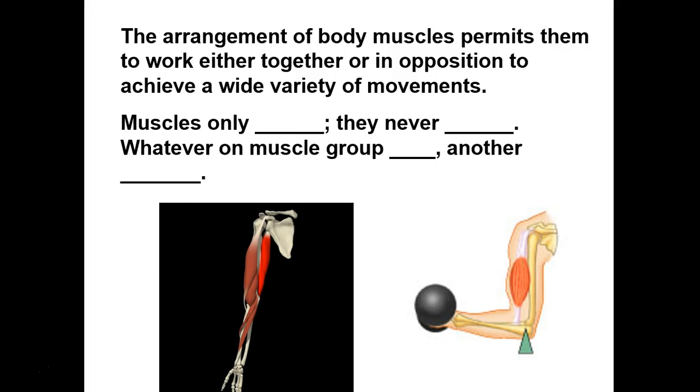So let's look at this first note sheet. The arrangement of the body muscles permits them to work together, either together or in opposition, to achieve a wide variety of movements. Remember that muscles only pull, they never push.